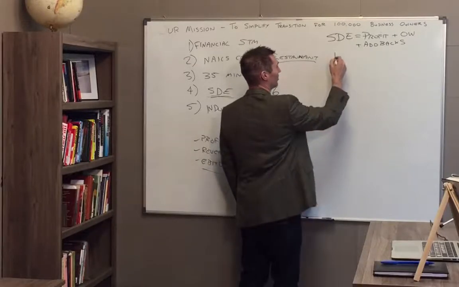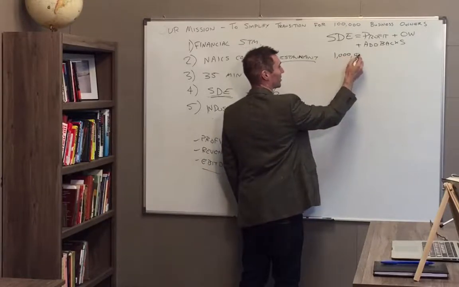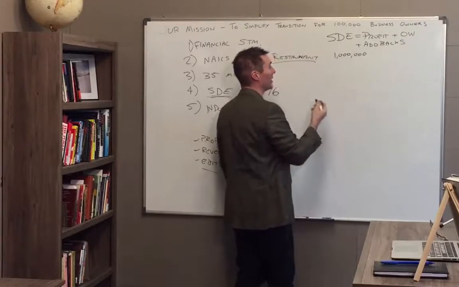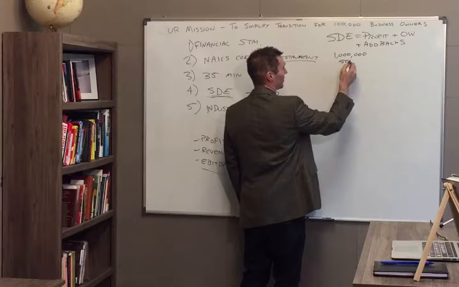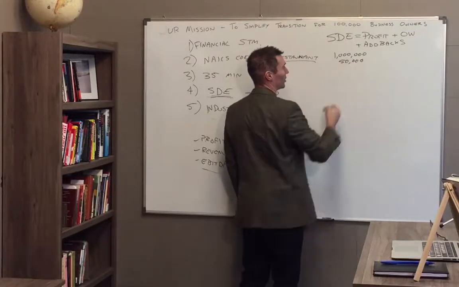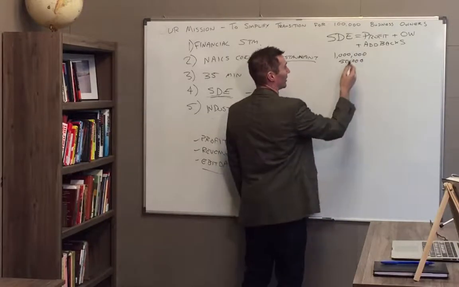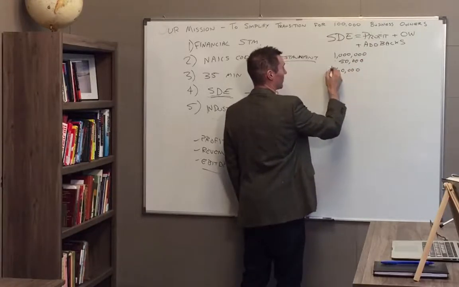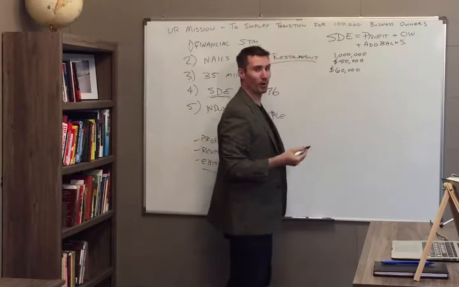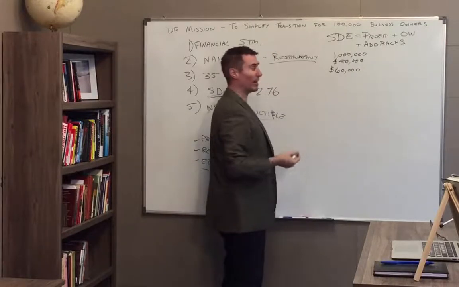For this example, we're going to say that our fictitious restaurant does $1 million in sales per year. Restaurants on average do 5% profit, so we have a $50,000 profit. And let's say our owner wages are $60,000. Okay, so these are our profit and our wages numbers. Now, what are our add backs?